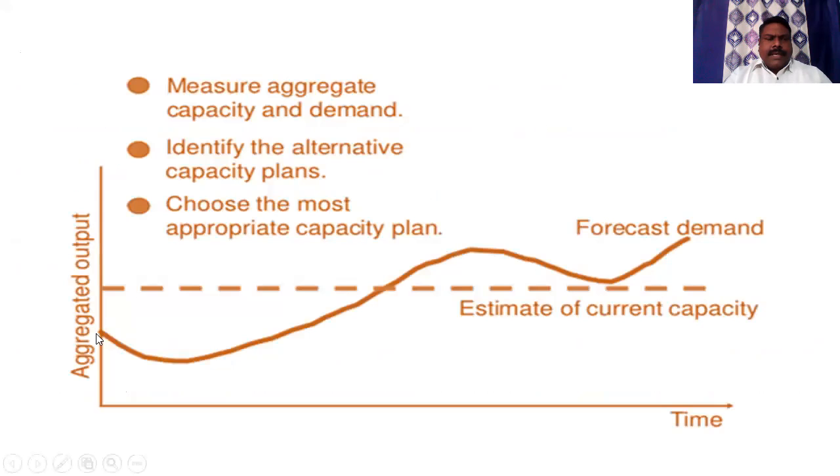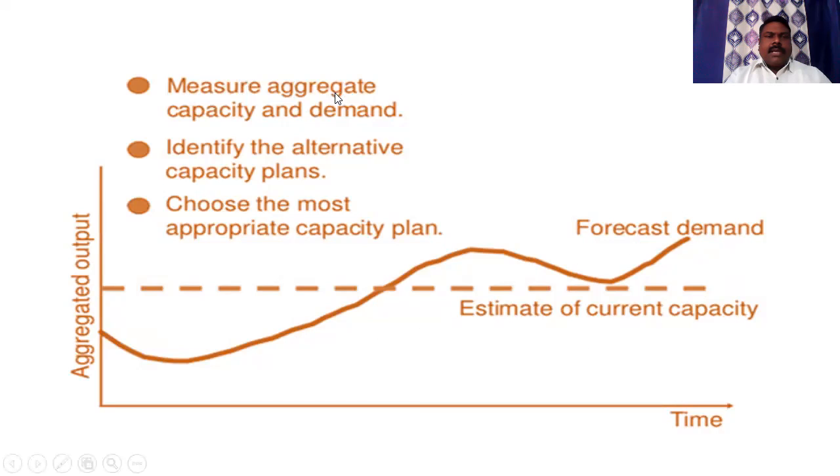Here you can see a line, aggregate output, forecasting demand, slowly it is rising. The estimated current capacity will be the standard level. So slowly the sales we are planning from here to here, however it is going. That is, as time passes, we'll be estimating the forecasting demand. This is the current we have.